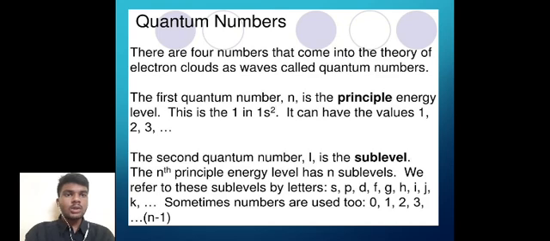The second quantum number l is the sublevel. The nth principal energy level has n subshells. We refer to these sublevels by the letters s, p, d, f, g, h, i, j, k up to 7. Sometimes numbers are used: 0, 1, 2, 3 and so on up to n minus 1.